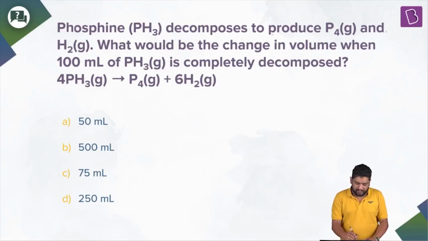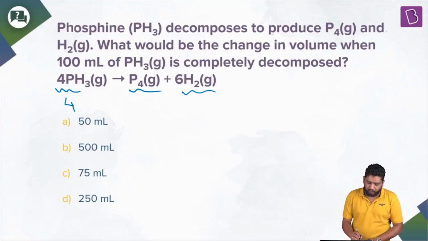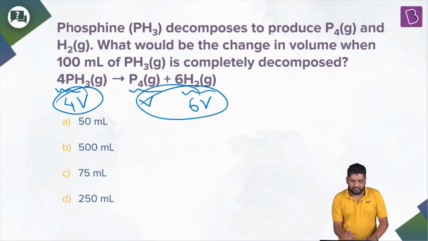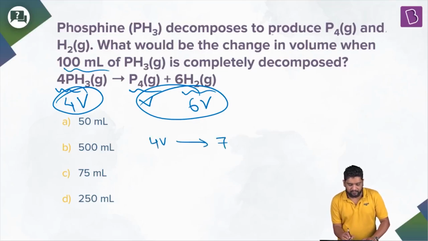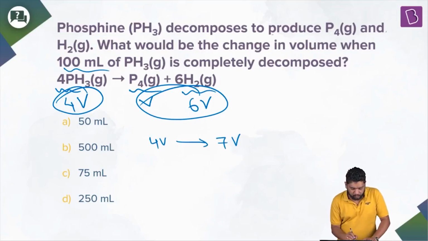So here the balanced equation is given to us. 4PH3 is going to give us 1P4 and 6H2, right? So 4V volume would have given me V volume of this and 6V volume of this. So 4V volume would give me 7V volume. So how much is 100 ml going to give me is the question. 4V would have given me 7V, basically 40 ml would have given me 70 ml, or 4 ml would have given me 7 ml, and so on. So how much is 100 going to give me is the question.